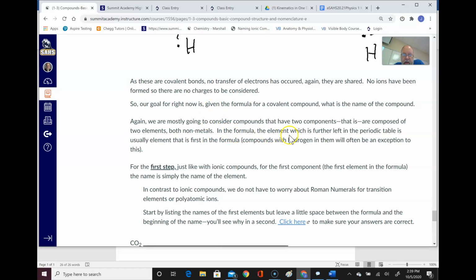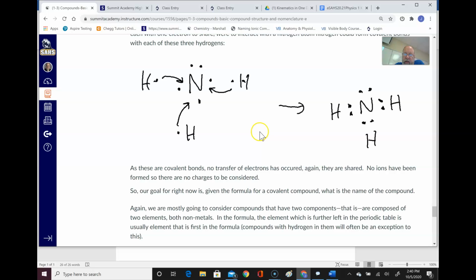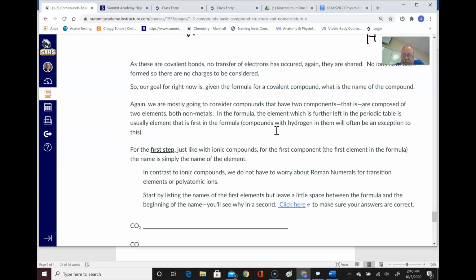So in the formula, the element which is further left in the periodic table is usually the element that's first in the formula, although compounds with hydrogen in them will often be an exception to this, like ammonia is, right? This is given the chemical formula NH3, whereas hydrogen is first in the periodic table.